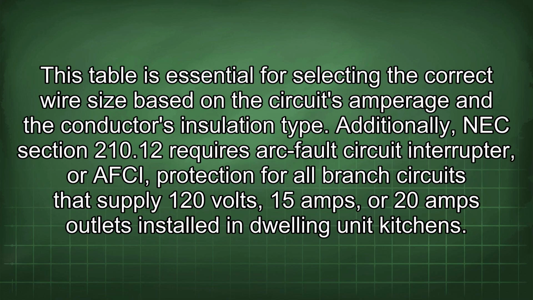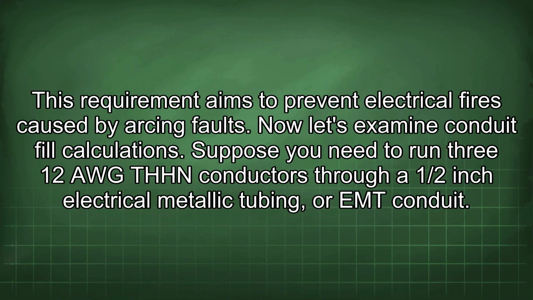This table is essential for selecting the correct wire size based on the circuit's amperage and the conductor's insulation type. Additionally, NEC Section 210.12 requires arc fault circuit interrupter, or AFCI, protection for all branch circuits that supply 120 volt, 15 amp, or 20 amp outlets installed in dwelling unit kitchens. This requirement aims to prevent electrical fires caused by arcing faults.